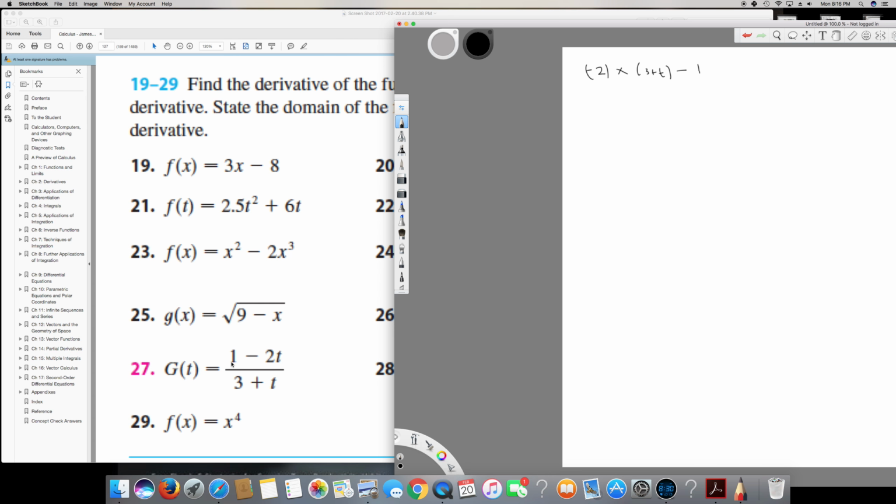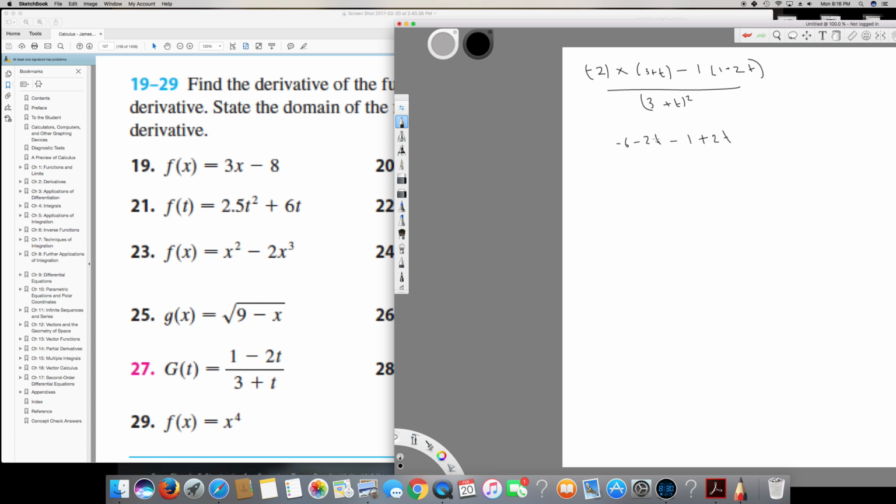And then I multiply by the top one as it is, 1 minus 2t, and then the bottom squared, 3 plus t, squared. Let's multiply and expand it. It's going to be minus 2 times 3, which is minus 6, plus minus 2 times t, which is minus 2t. Then minus 1 times 1 is minus 1, and minus 1 times minus 2t is plus 2t.